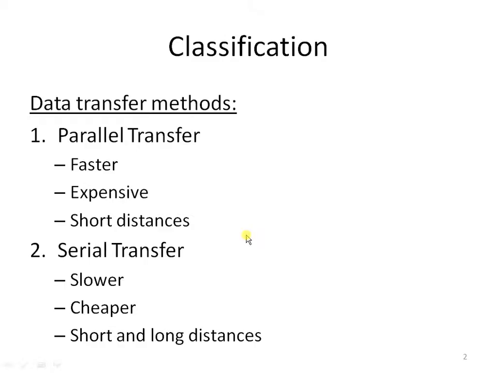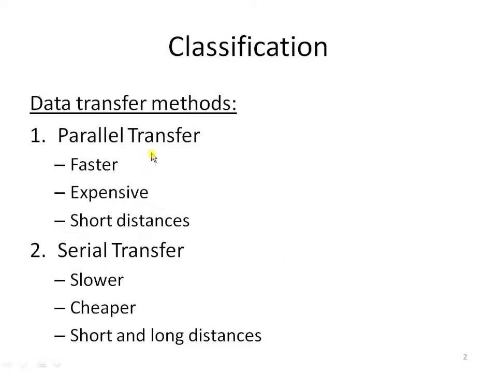Now it has been classified into two types, that is parallel communication and serial communication. Parallel communication is nothing but transferring multiple bits at the same time. Coming to serial communication, here a single bit is transmitted every time. At every time only one single bit is transmitted. That is nothing but a serial transfer.